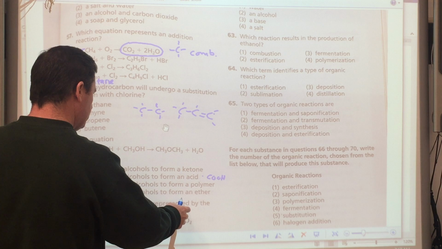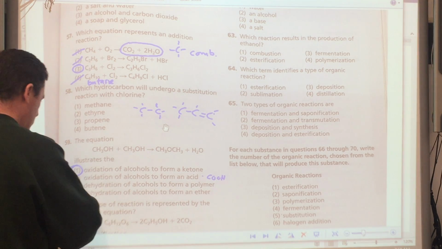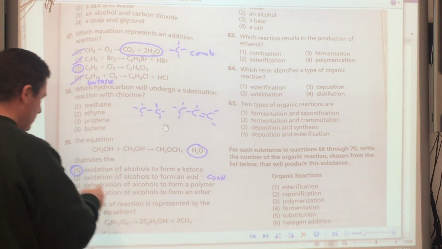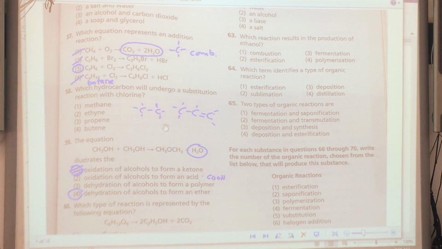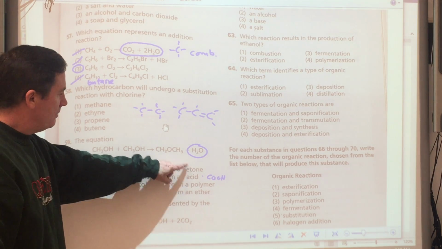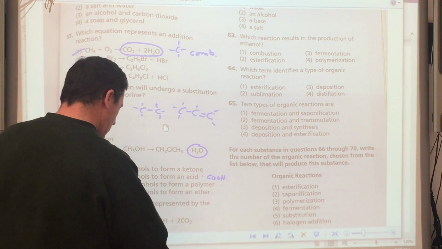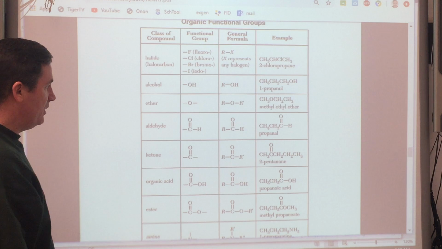Wait, I think I did that wrong. I think it's 4, my fault, because it's dehydrating the alcohol. My error. We're not oxidizing any of the way. I should have caught that. That's not a ketone, that's actually an ether. So let's look. Caught myself there.